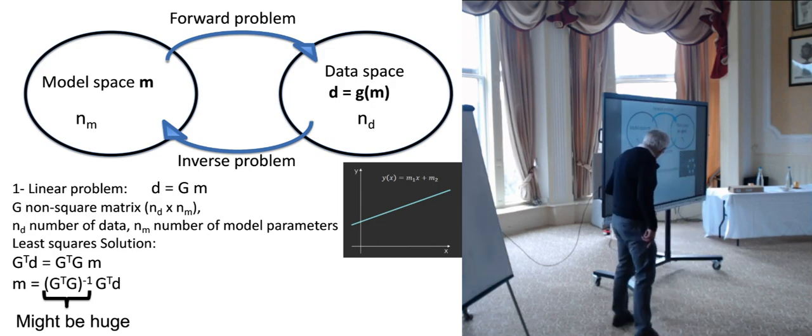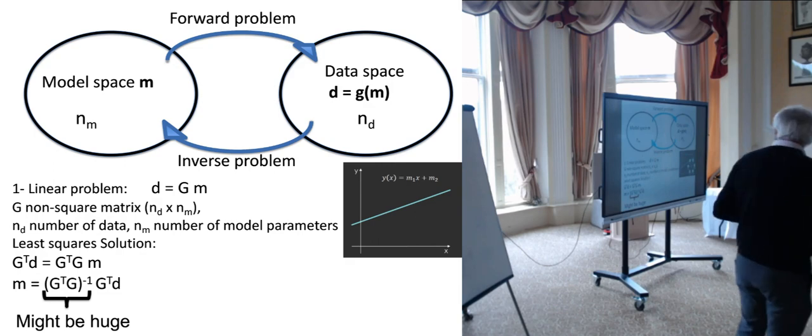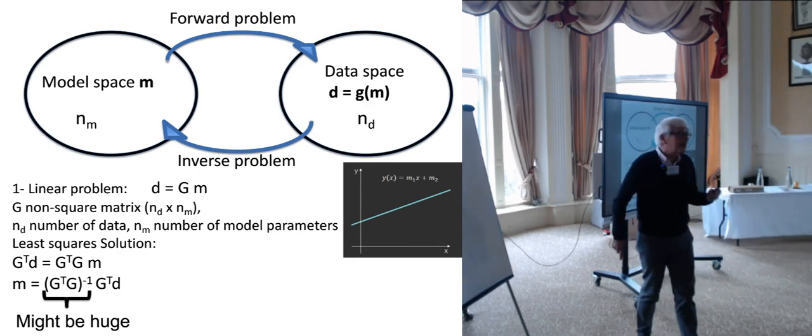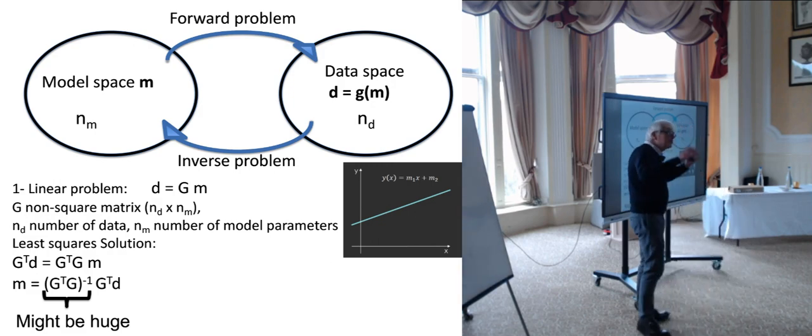So this matrix, of course, can be huge or can be small, but you may have a lot of data or a lot of parameters, and I will go back to this point. It can be a huge matrix and not so easy to invert.